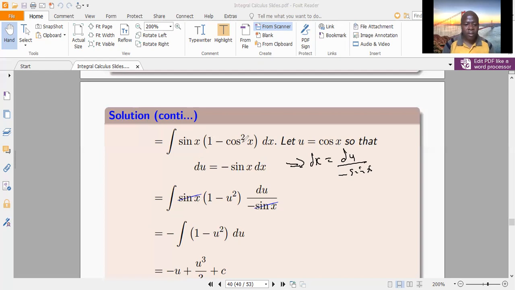So we come back to this. We have sine x, I write it there, into 1 minus u squared. Instead of dx, you write du out of negative sine x. So that this sine x cancels this. And this negative, I take it outside the integral sign. I would have negative into the integral of 1 minus u squared du. At this point, we can just integrate and bring back our cosine x.